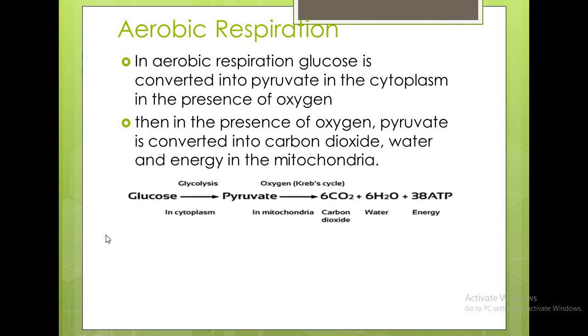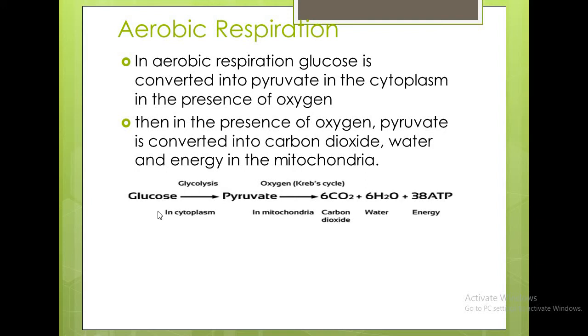You can look at this equation and understand glucose becoming pyruvate. Pyruvate means it becomes half of it, and this reaction takes place in the cytoplasm. Once it becomes pyruvate, again in the presence of oxygen, it is converted into carbon dioxide, water and ATP. ATP we learned in the last topic, it is the complete form of energy. And where does this reaction take place? In the mitochondria.